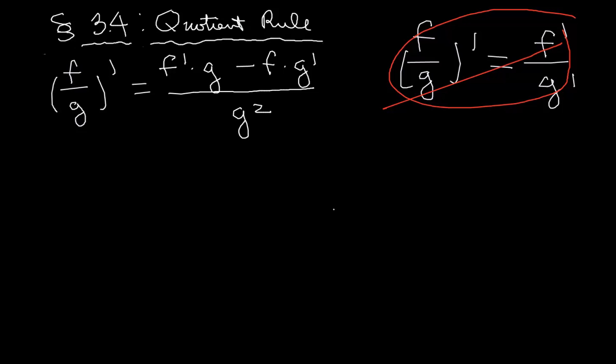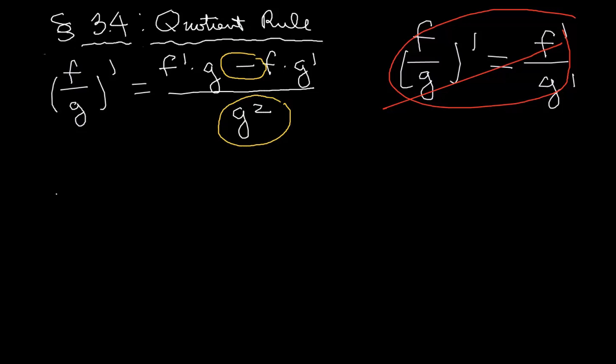And what you'll notice, if you're already familiar with the product rule, is that the top looks exactly like the product rule, except that there's a minus instead of a plus. So let me just highlight that. Be careful with that minus sign. And then, of course, you just have to take it and divide by g squared. That's really the only difference between the product rule and the quotient rule. That's one way of remembering it.